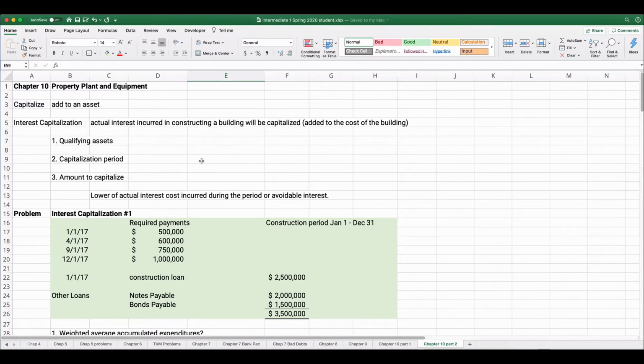We're going to work on the second video for Chapter 10, Property, Plant, and Equipment. And we spent the first one doing interest capitalization. Let's just recap what we know about interest capitalization.